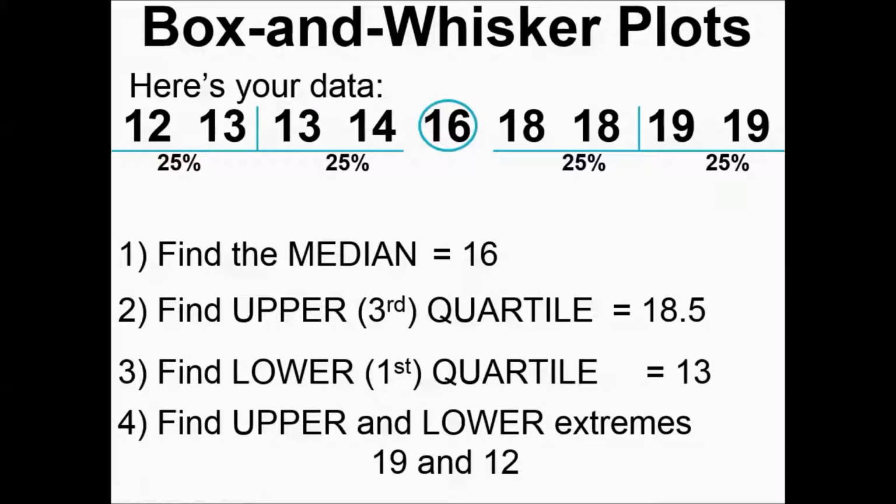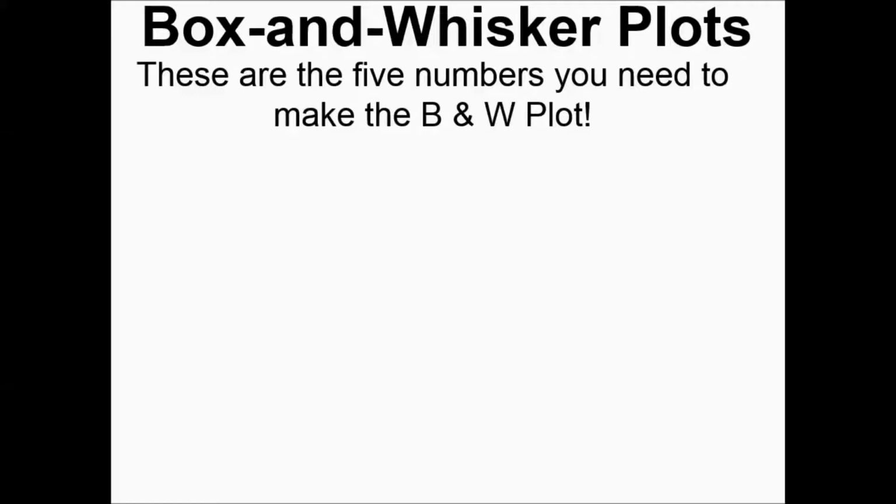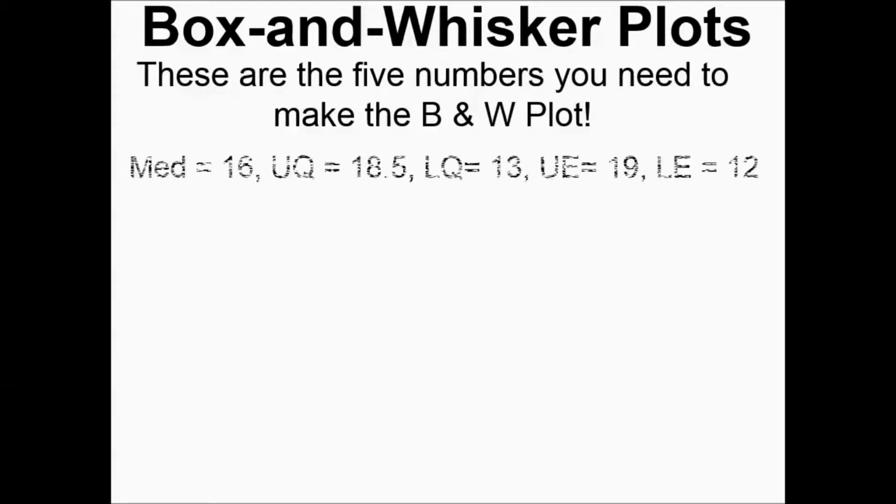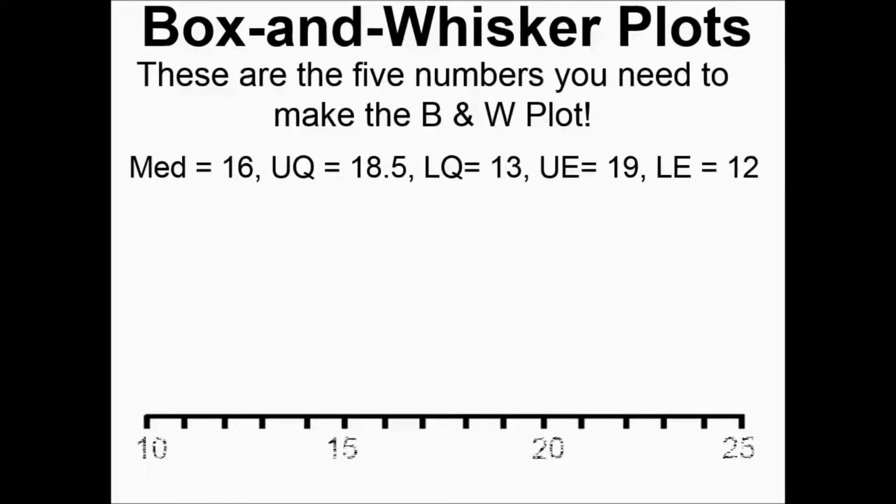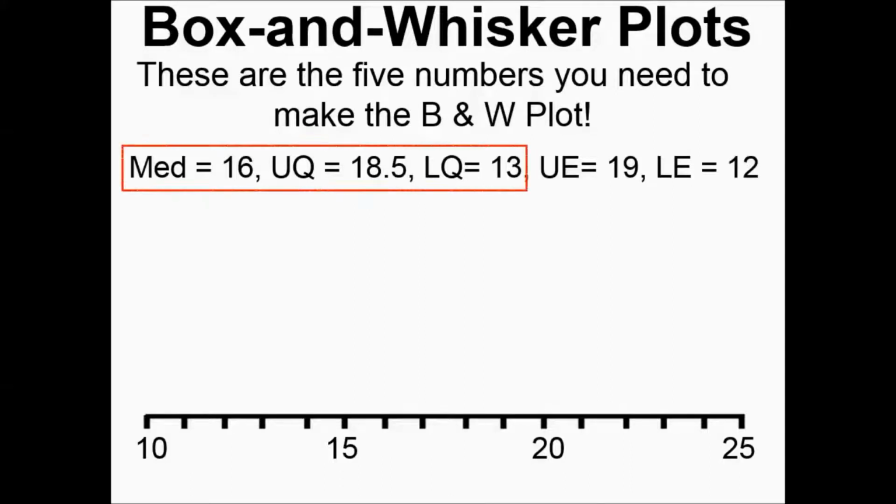Now we're going to take these numbers and we're going to display them in a box and whisker plot. So we have our median, our upper quartile, lower quartile, upper extreme, lower extreme. So we're going to take our graph and we're going to put it over a number line. Now you'll usually get it numbered already. Sometimes you might have to number it yourself. So these 3 numbers, your median, upper quartile, and lower quartile, they're going to make the box of this figure.